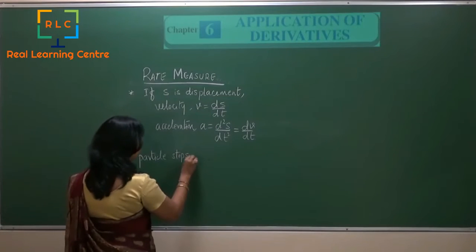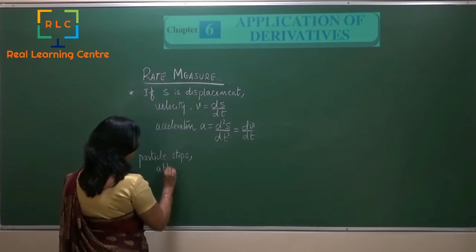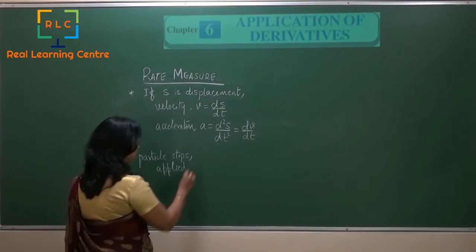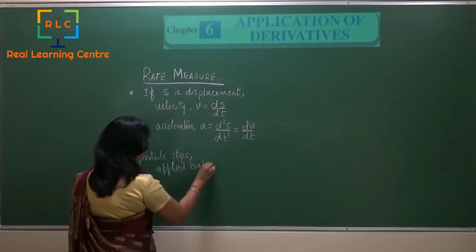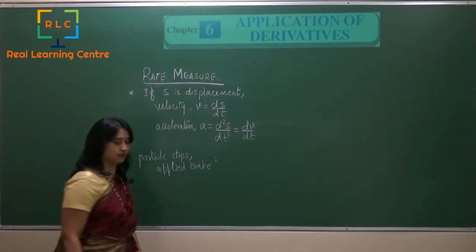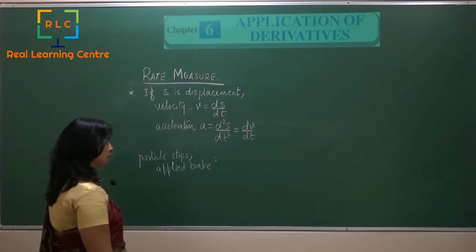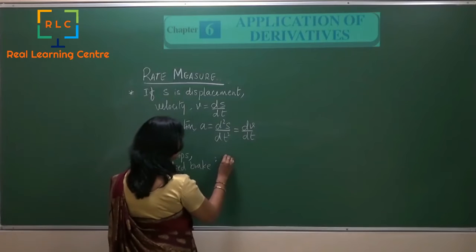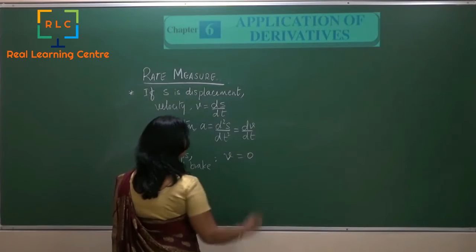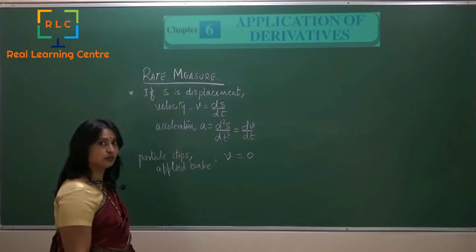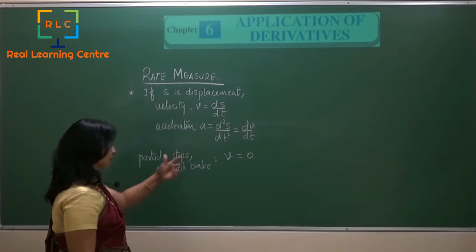Okay, now if I say particle stops, when will a particle stop, when will the vehicle stop? And particle stops, I'll say you have applied brake. If you find such sentences, such phrases, applied brake, then what happens? The particle will stop, the vehicle will stop. And if the vehicle is stopping, what is the meaning of that? That means velocity has become zero. Particle stops, velocity becomes zero.